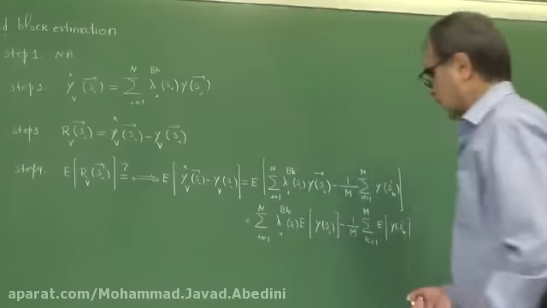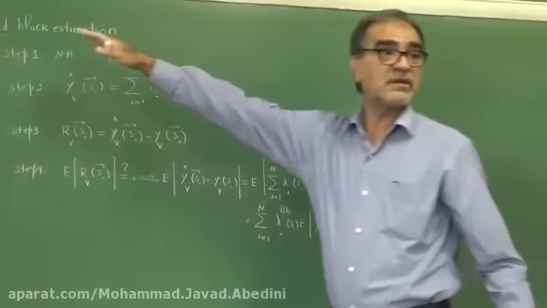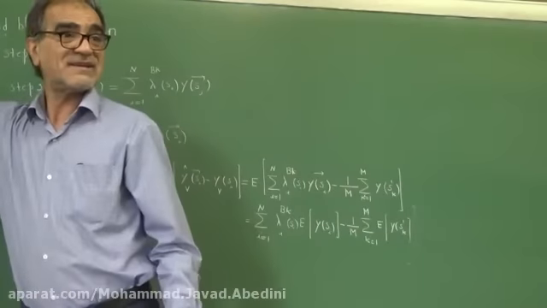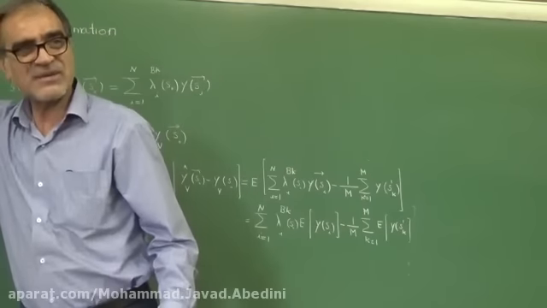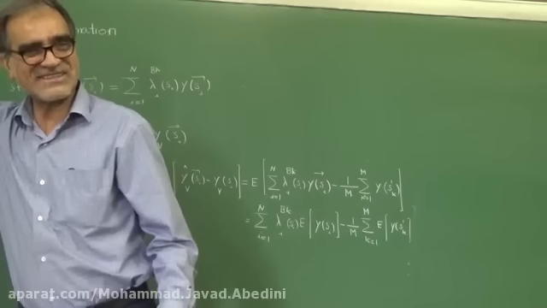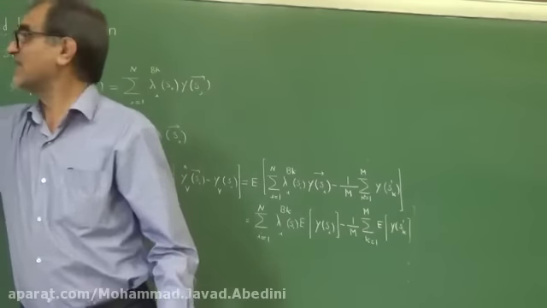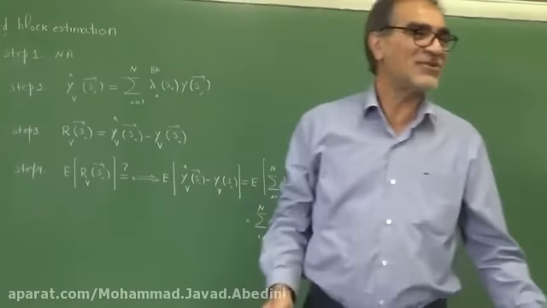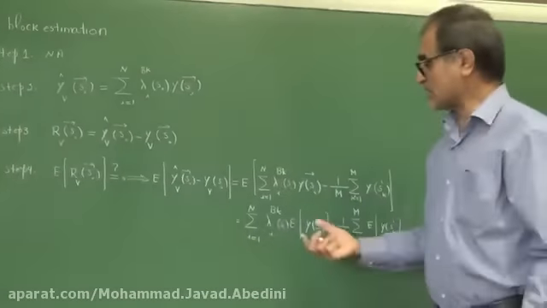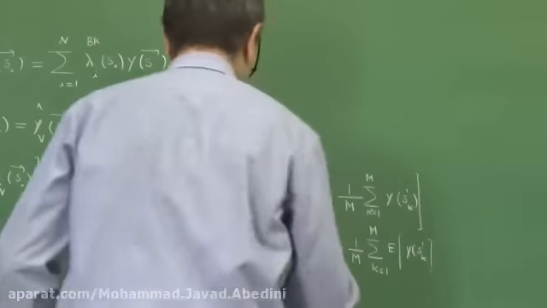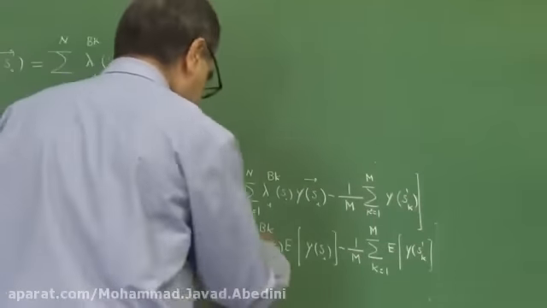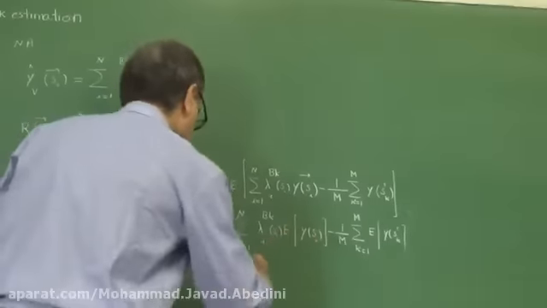Now, you are told that your mean is constant. Constant and unknown mean. Because your m is independent of spatial location, you have to replace this with m. Okay? And because m is independent of the index of summation, you can bring it outside.